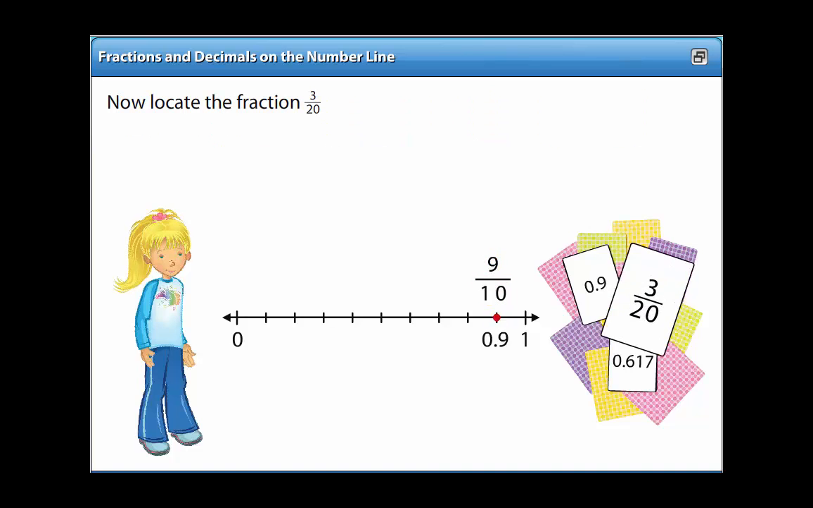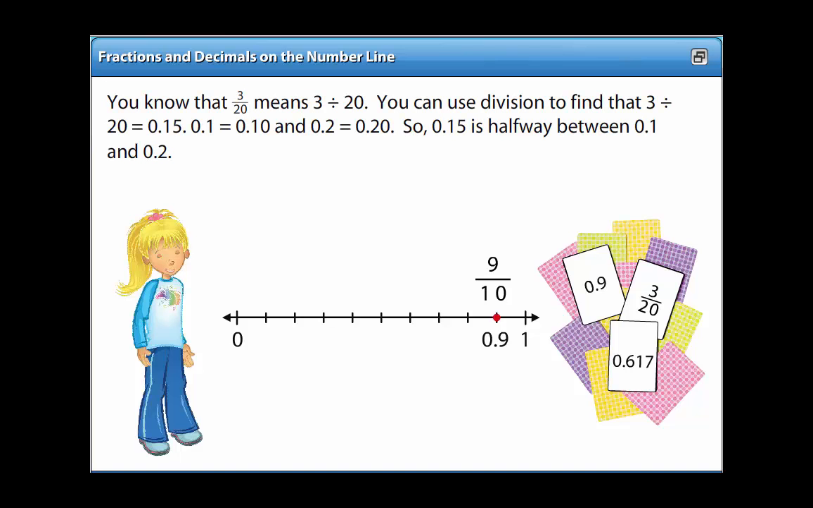Now locate the fraction 3/20. You know that 3/20 means 3 divided by 20. You can use division to find that 3 divided by 20 equals 15 hundredths. 1/10 equals 10 hundredths, and 2/10 equals 20 hundredths. So, 15 hundredths is halfway between 1/10 and 2/10.